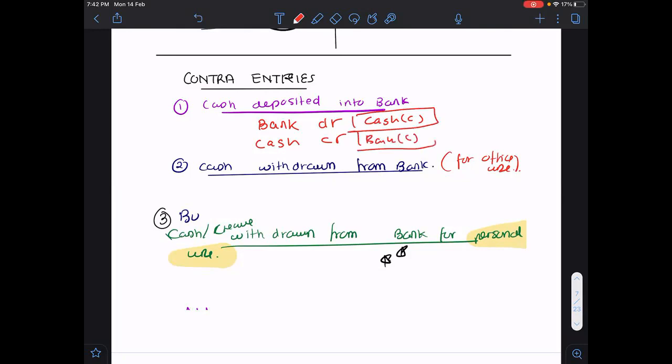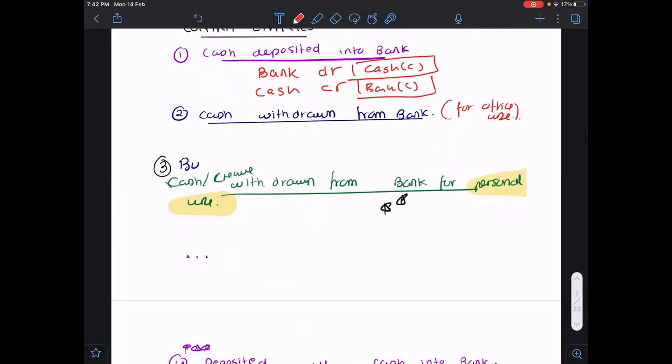Cash withdrawn from the bank for office use. Okay, so cash withdrawn from the bank मतलब बैंक से जा रहा है, cash में आ रहा है. So cash credit, bank debit.